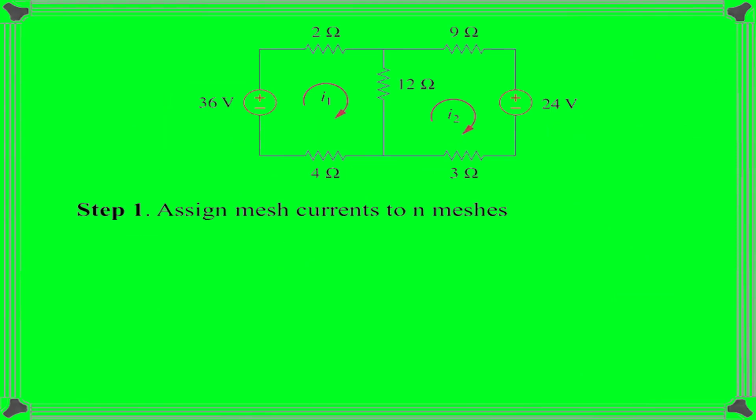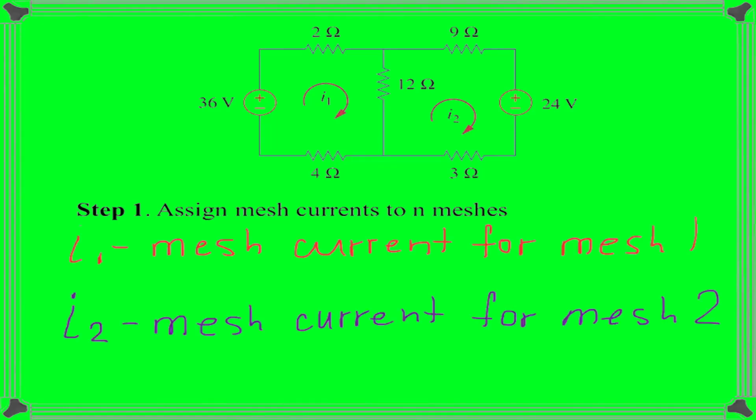Now we are ready to start the first step of solving the problem, and step 1 is to assign mesh currents to n meshes. Because we have two meshes, we need to assign two mesh currents. Like shown on the diagram, I1 will be the mesh current for mesh 1, and I2 will be assigned as the mesh current for mesh 2.